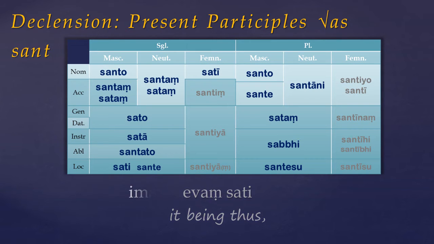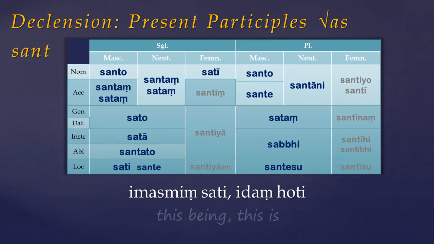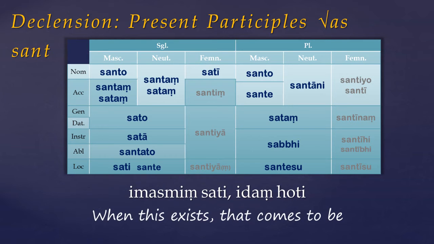And a famous example is in the dependent origination formula, which also uses sati in the locative absolute. This translates literally something like this being, this is, but as an absolute clause, the two pronouns refer to two different things. So in English, we're much more likely to say, when this exists, that comes to be.